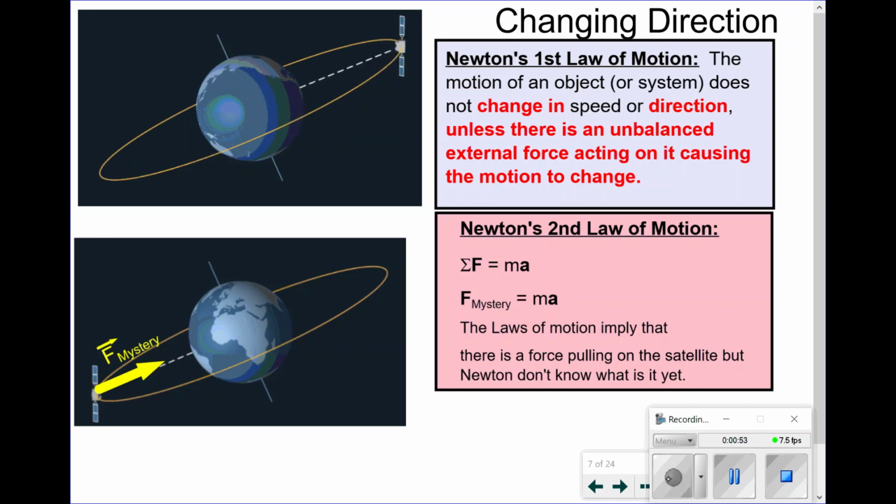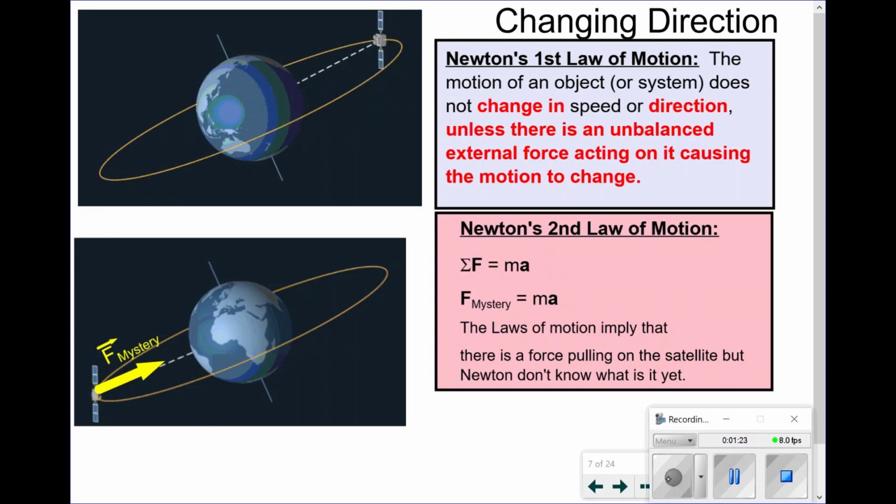Before Newton developed his concept of gravity, he had already come up with his 3 laws of motion based off the work of Galileo. And remember, the first law was that an object in motion or a system of motion does not change in its speed or its direction unless there is a net external force causing that object to change its motion. And he knew that the net external force on the object must equal the mass of that object times that object's acceleration.